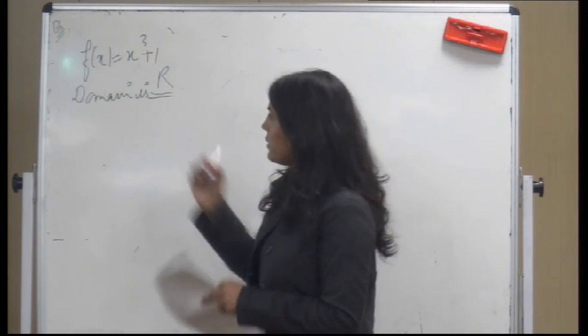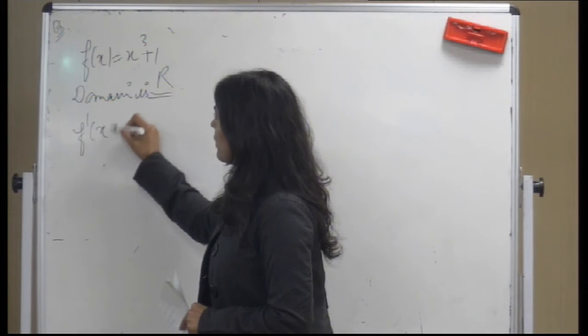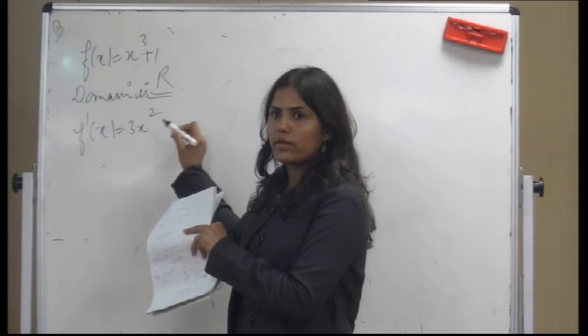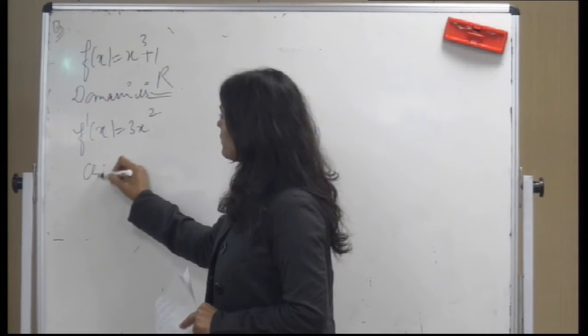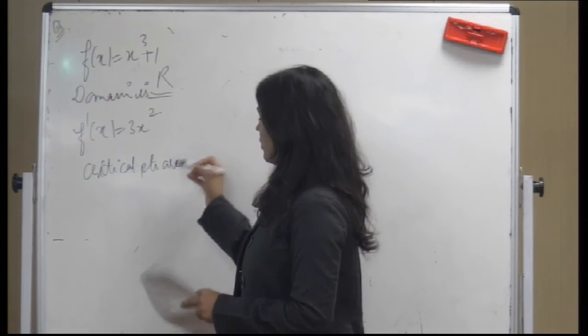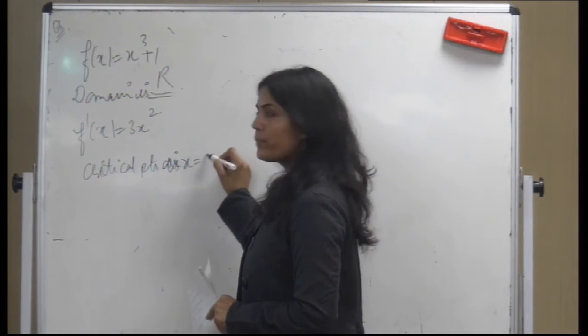The first derivative method you can apply. The first derivative will be 3x square. How many critical points are there? Only 1. The critical point is only x equal to 0. This is the only point.